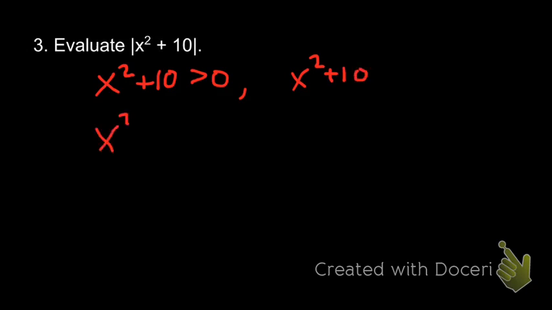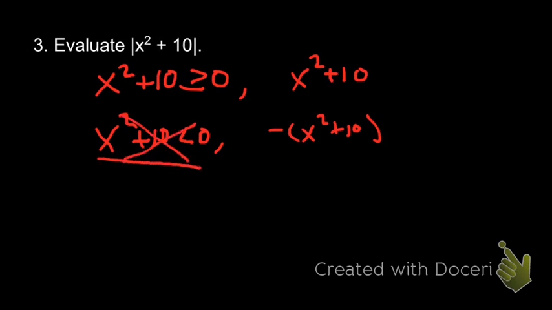But let's say x squared plus 10 is negative. And I'm going to go back to the first one and say greater than or equal to 0. Let's say x squared plus 10 is less than 0. Well, then our expression will become negative x squared plus 10. Alright, but here's the thing. In this second expression, x squared plus 10 will never be less than 0. Because if we subtract 10 on both sides, we get x squared is less than negative 10, which is impossible.